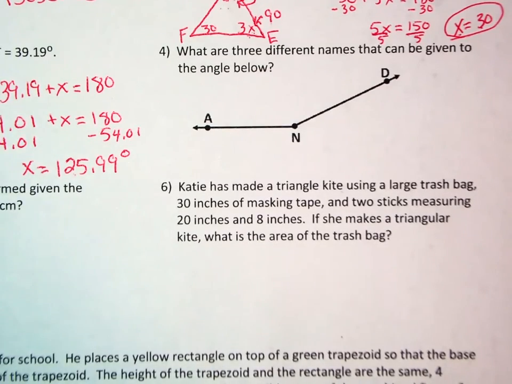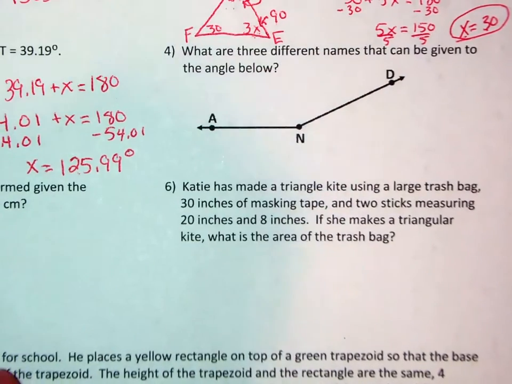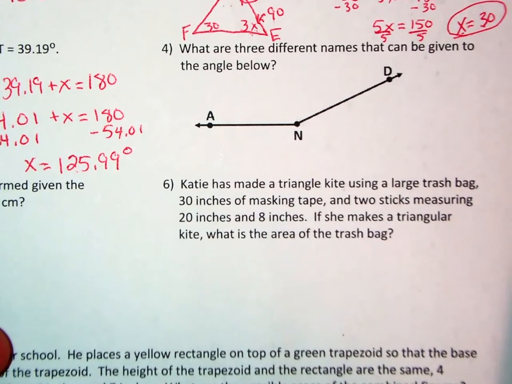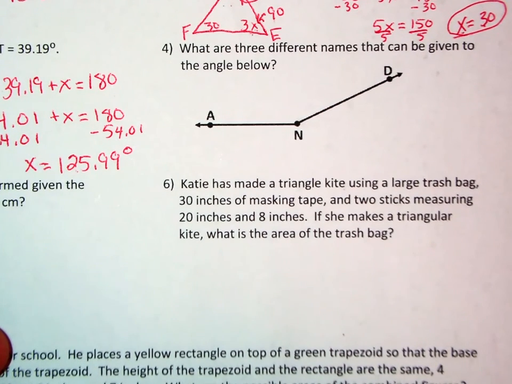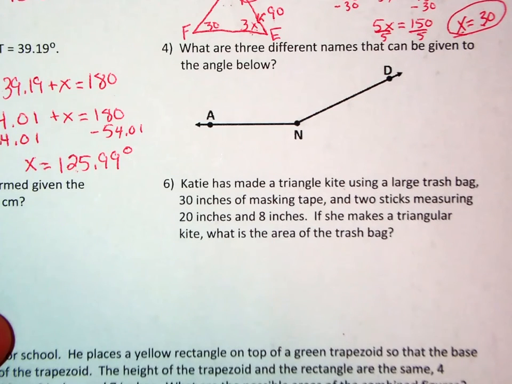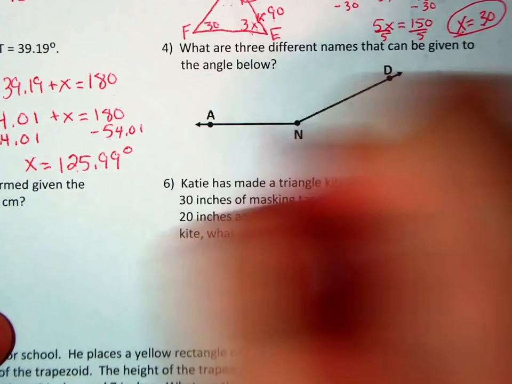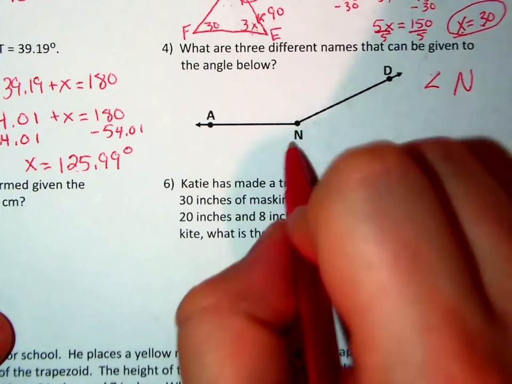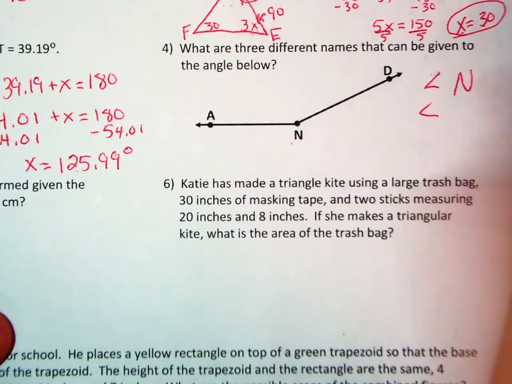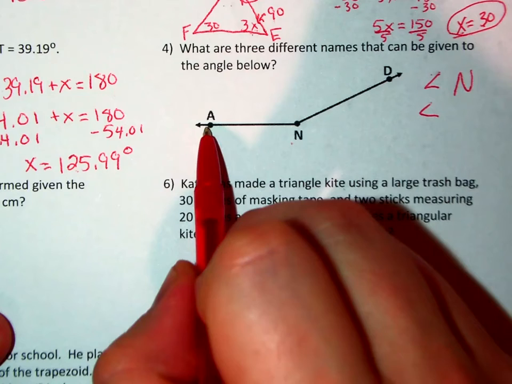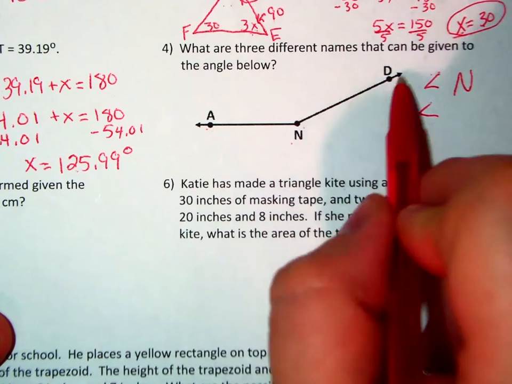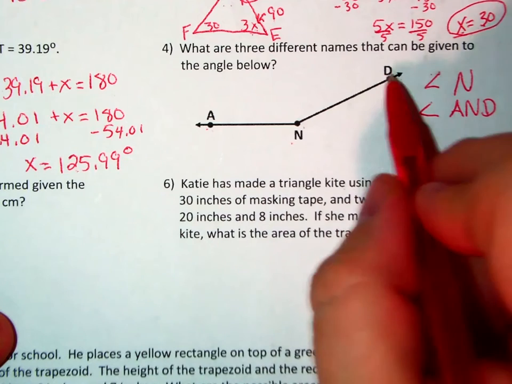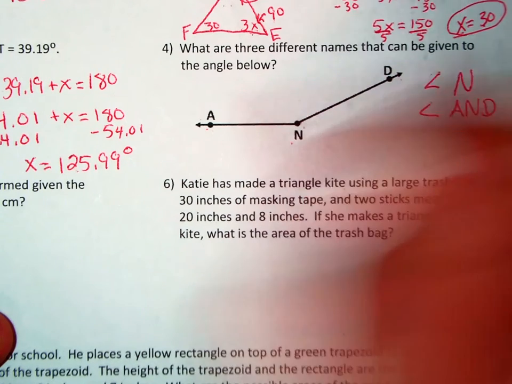Number 4, what are the 3 different names that can be given to the angle below? Well, this was directly from the guided notes that I gave to you, so there shouldn't be any contestation of whether or not you could read your own notes because it was all typed for you. So the 3 ways to name an angle: one is by the vertex, so angle N. Another, using the 3 letters A, N, D. And the third, in the reverse order, D, N, A.